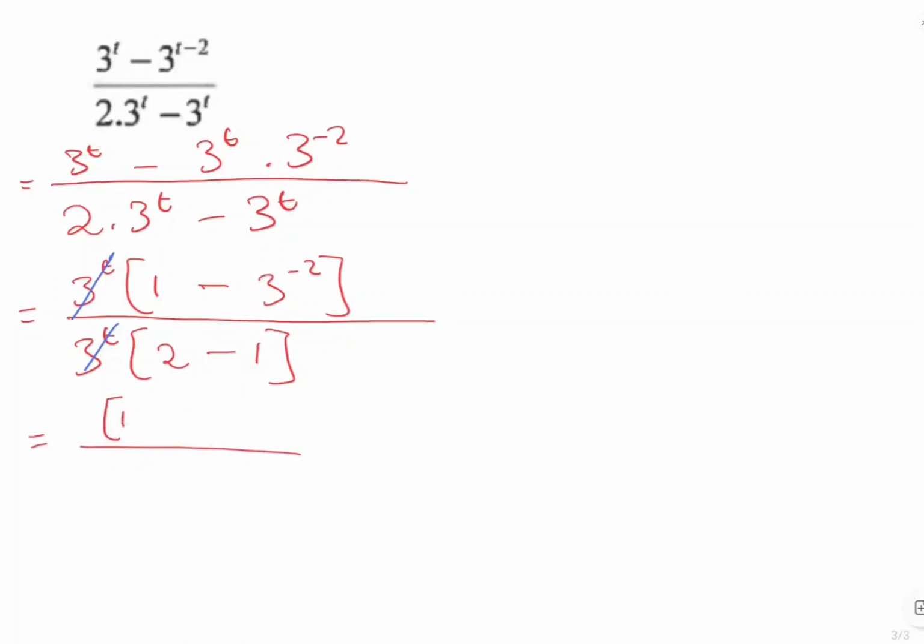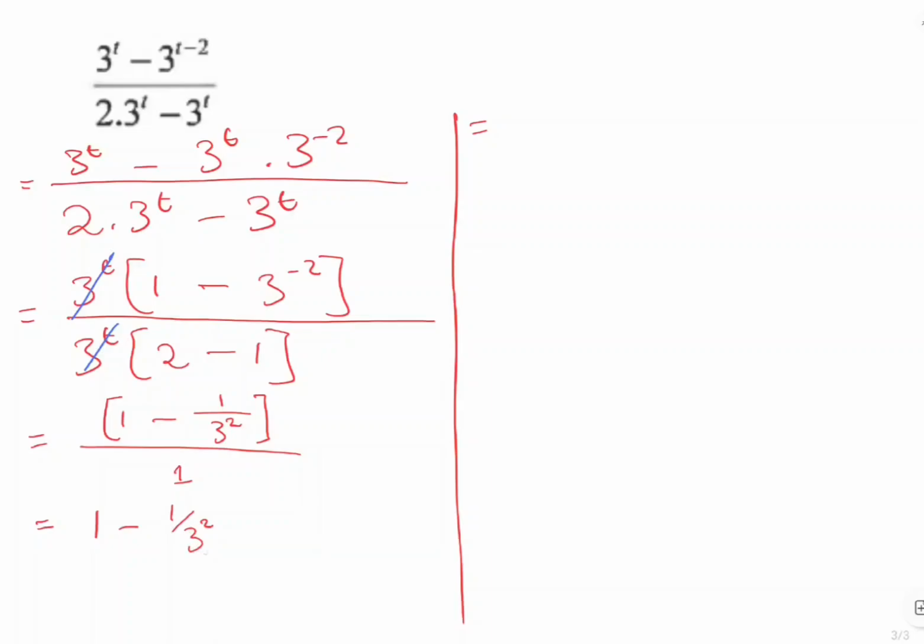How can you express 3 to the exponent minus 2? We can express it as 1 over 3 to the power 2. And 2 minus 1 is 1. Anything divided by 1 is itself. If you have a divided by 1, it is a. If you have 3 million divided by 1, it is 3 million. So in this case, since we have 1 minus 1 over 3 squared, divided by 1, it is the same thing as what is in the numerator. I'm going to continue from this point now.